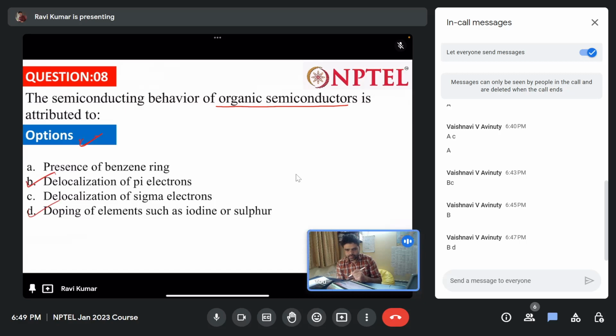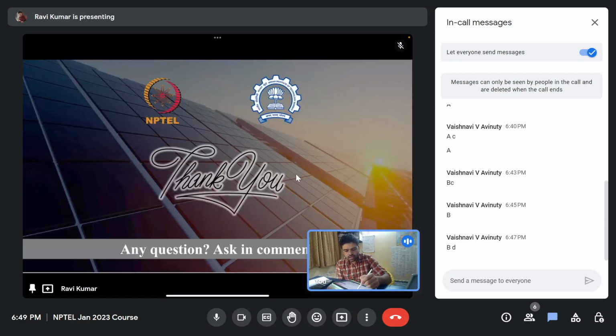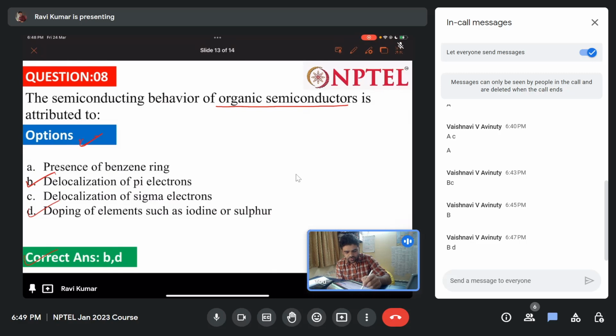So B and D. Vaishnavi also told B and D. Both are right. B and D. Okay, so these were the questions. Now I'll talk a bit about the module, if you want.